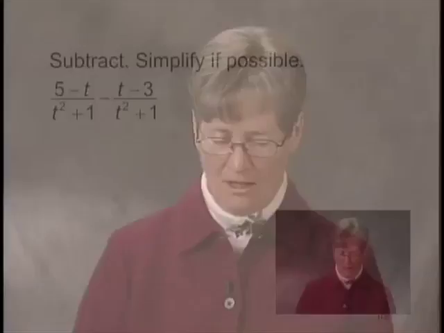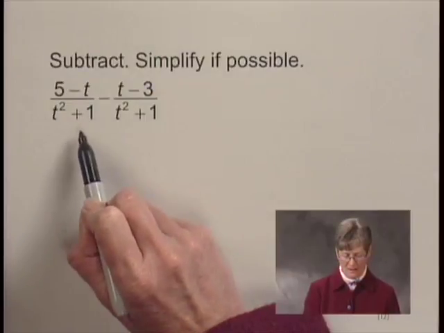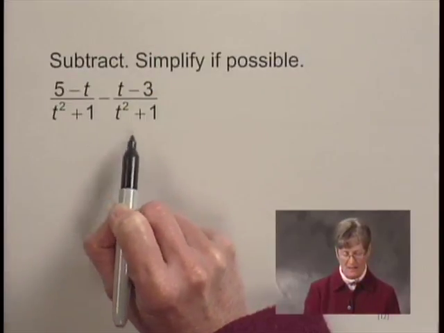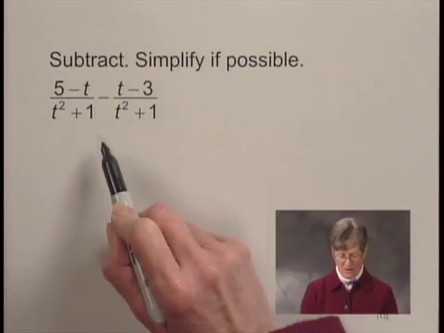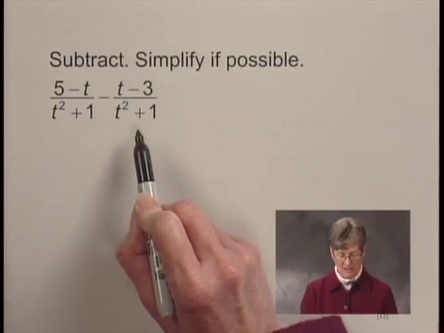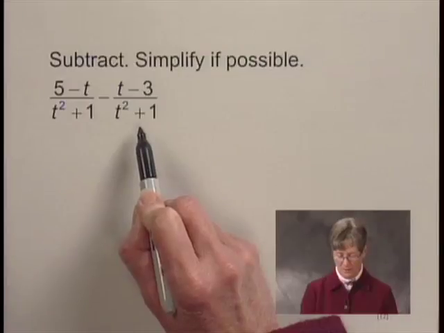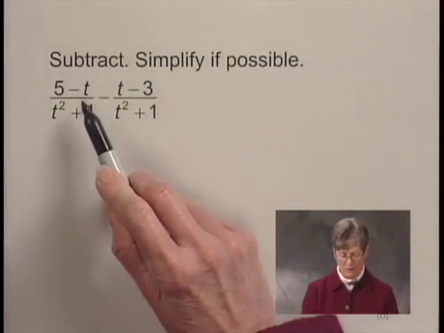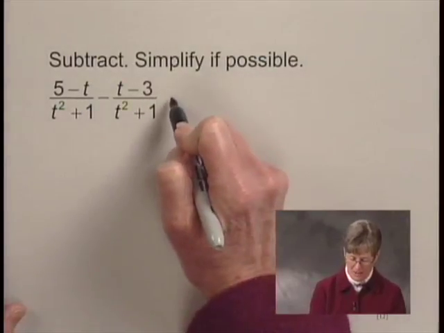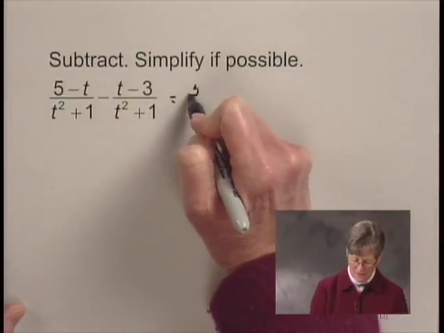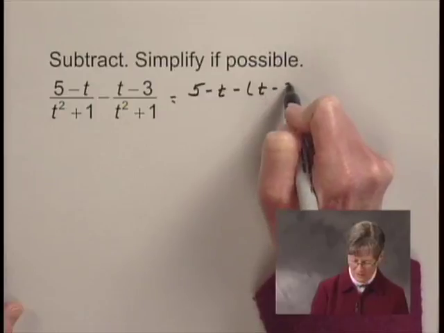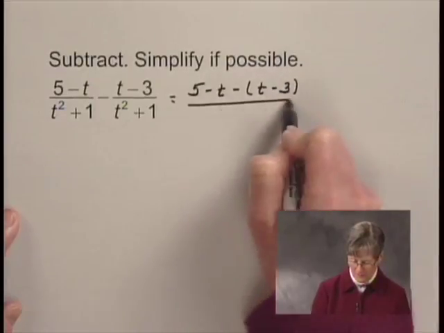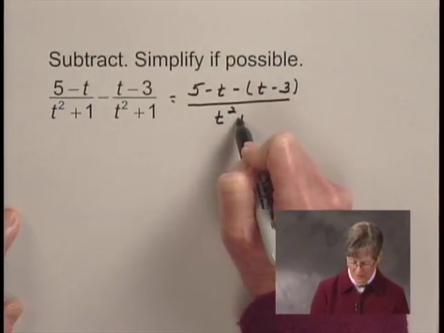In this exercise, we'll subtract rational expressions. We're going to have (5 - t)/(t² + 1) minus (t - 3)/(t² + 1). Now, these two rational expressions have the same denominator. So to do the subtraction, I just subtract this numerator from this numerator and keep the common denominator. So we can write this as 5 - t minus the entire second numerator over t² + 1.